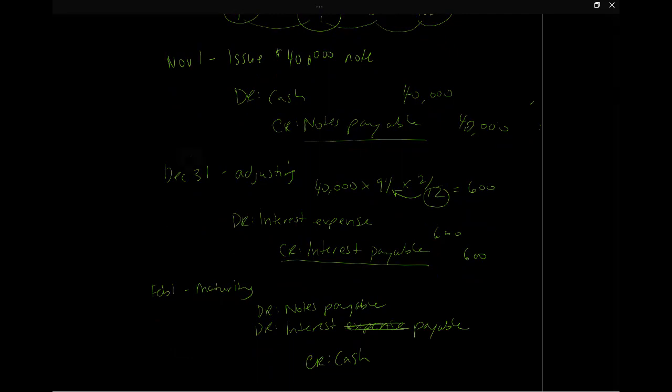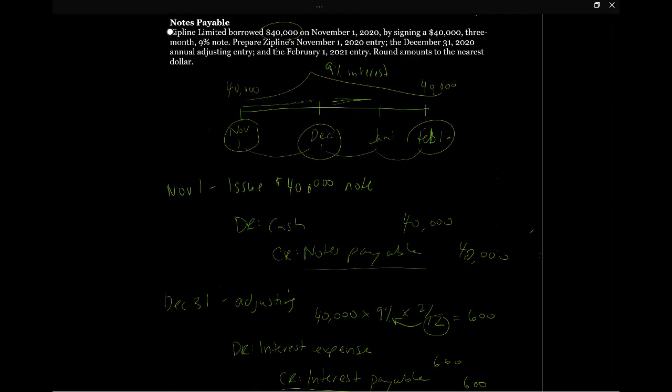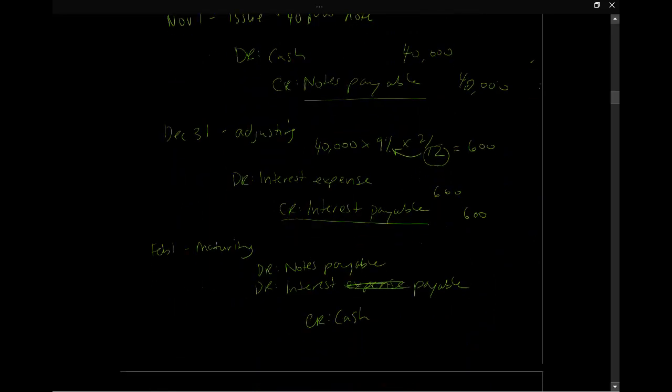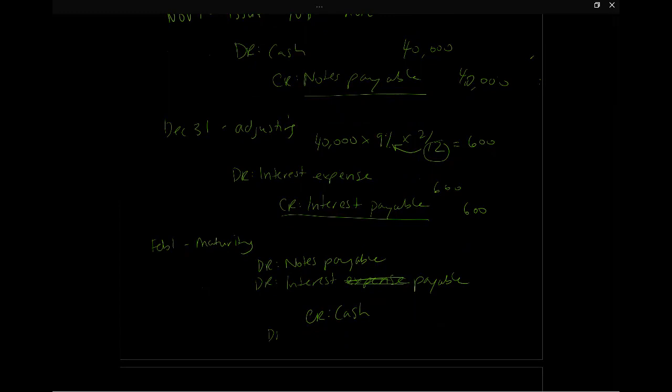We also need to make sure that, when we look up at our timeline, we realize we haven't recognized the interest for this period yet. We need to make sure we've got all 3 months of interest going through our income statement. So we're going to need a debit to interest expense for the month of January, which is going to be $40,000 times 9% times 1 over 12, because it's 1 month now, which is going to be $300. So we're going to have a debit here to interest expense of $300.